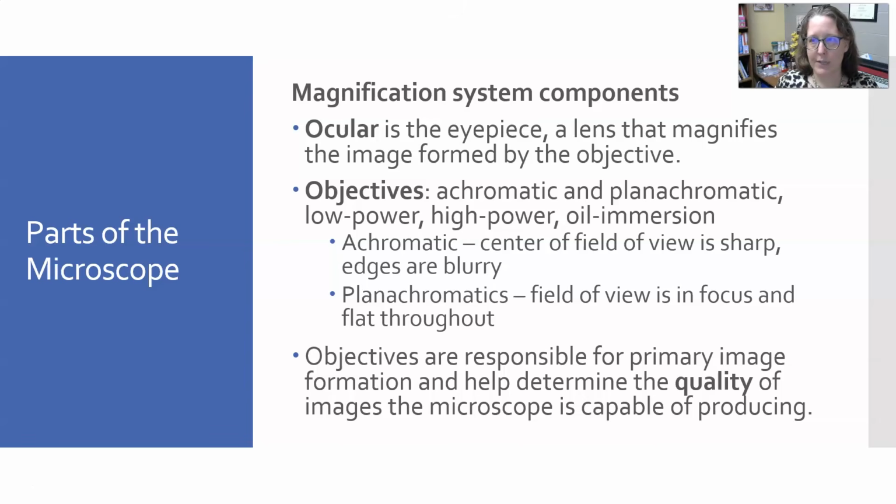Some of them will also have a scanning objective, which is 4x. And sometimes there's a couple versions of the oil immersion, a 50x and a 100x. With an achromatic objective, the center of the field of view is sharp, but the edges are blurry. In a planochromatic, the field of view is in focus and flat throughout.